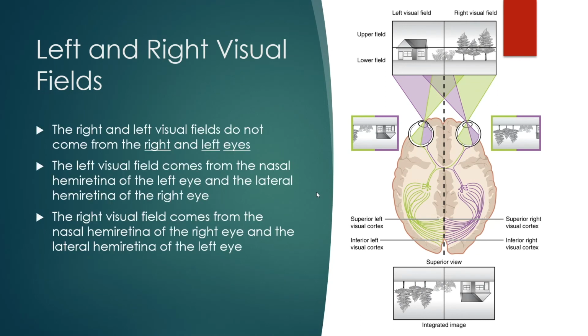All right, so the big idea from here is that the left and right visual fields are not coming from separate eyes, they're coming from halves of each eye. I don't necessarily expect you to remember exactly which one is coming from where, just know that the intuitive distinction is not what's actually happening.